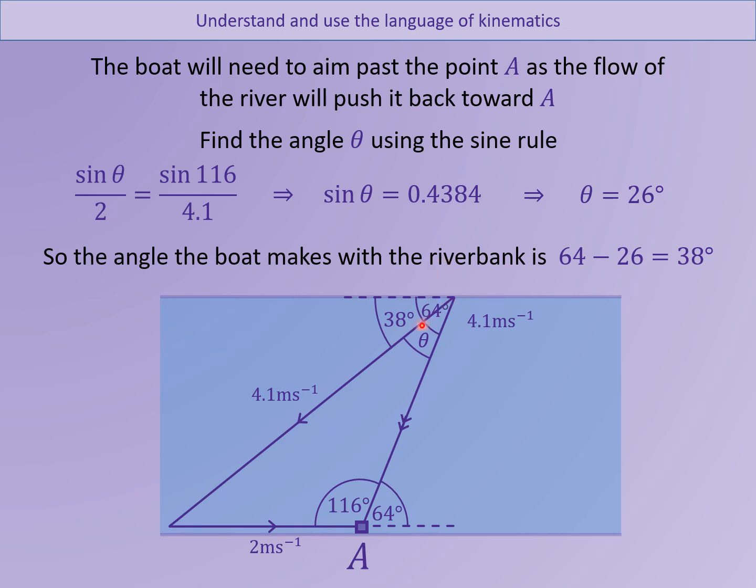Remember that this is not the direction that the boat is actually travelling in the end. This is the direction the boat is trying to move in, but because it's being pushed back by the water, it will actually end up travelling at an angle of 64.